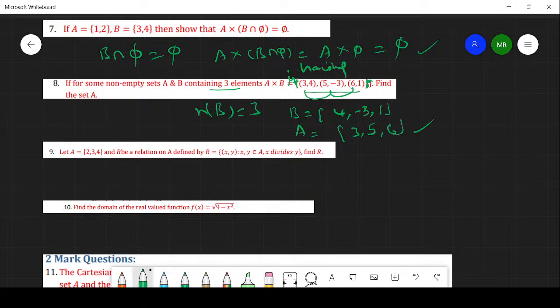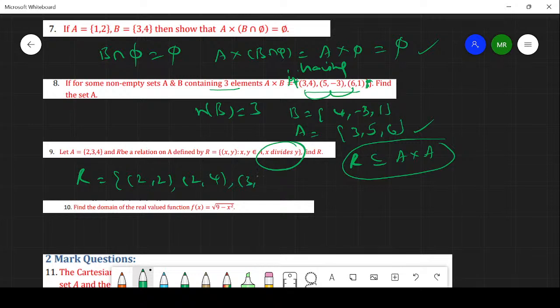They are saying x divides y. So it is a relation from A to A only, but with the condition that x divides y. So you can think about R now: take 2 divides 2, no doubt, and 2 divides 4 because x divides y. In this problem, R is a subset of A cross A. So 2, 2 and 2, 4. Again 3, 3. 3 divides 3 and 4 divides 4.